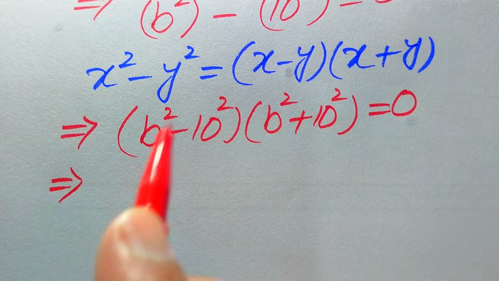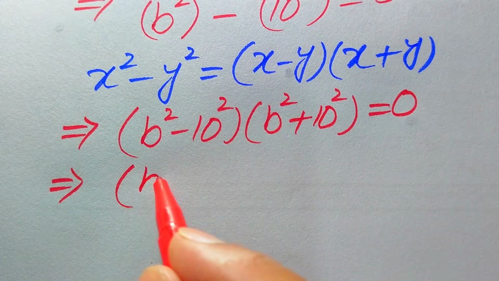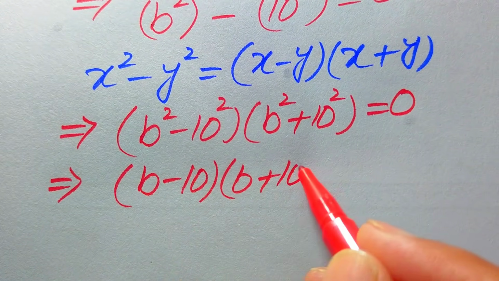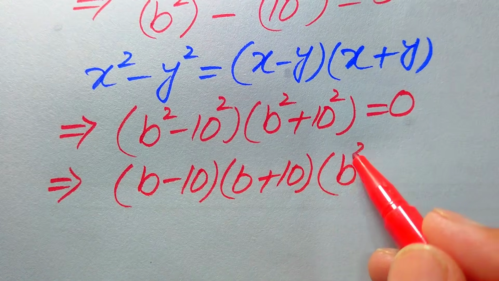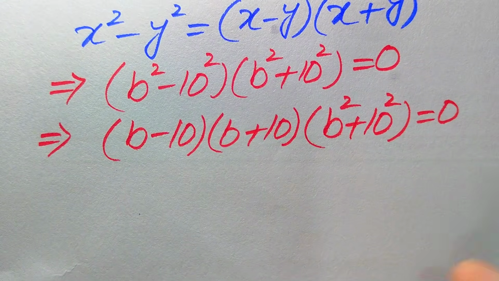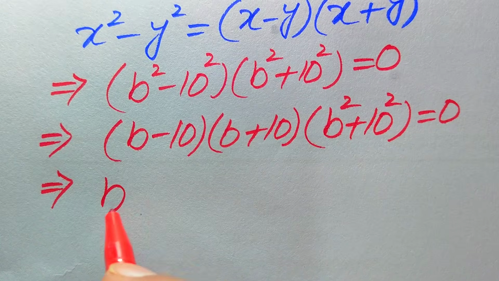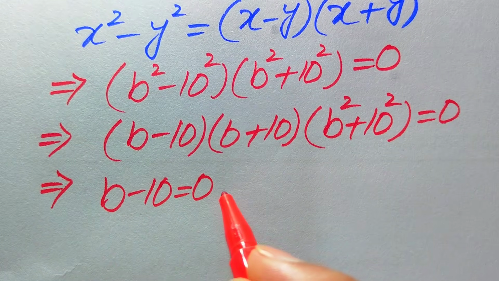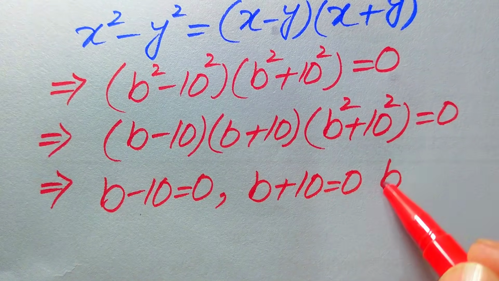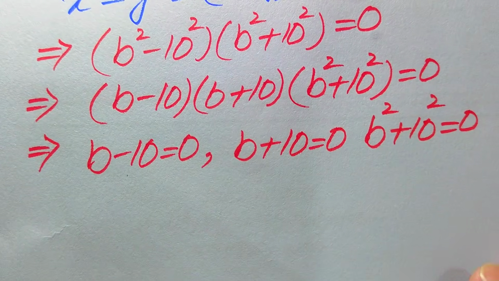And now we again apply this formula to the first factor, and our first factor is written as b minus 10 times b plus 10 into b square plus 10 square, and this whole equation equals 0. Now in the next step we divide this equation into three cases. The first case is b minus 10 equals 0. The second case is b plus 10 equals 0. The third case is b square plus 10 square equals 0.